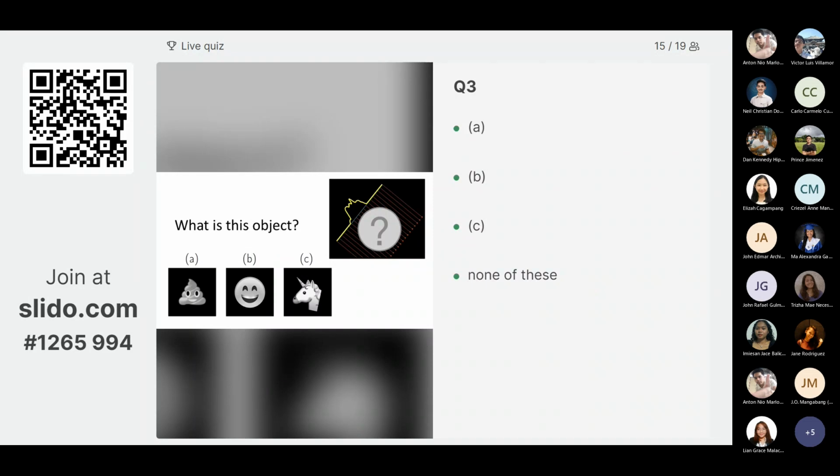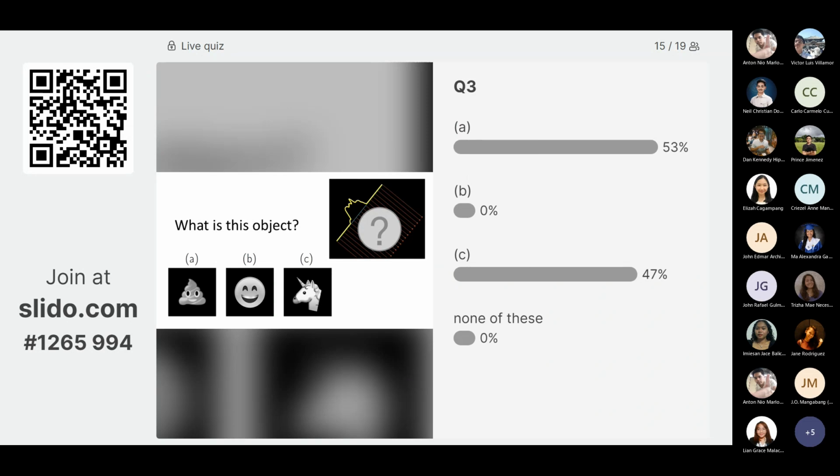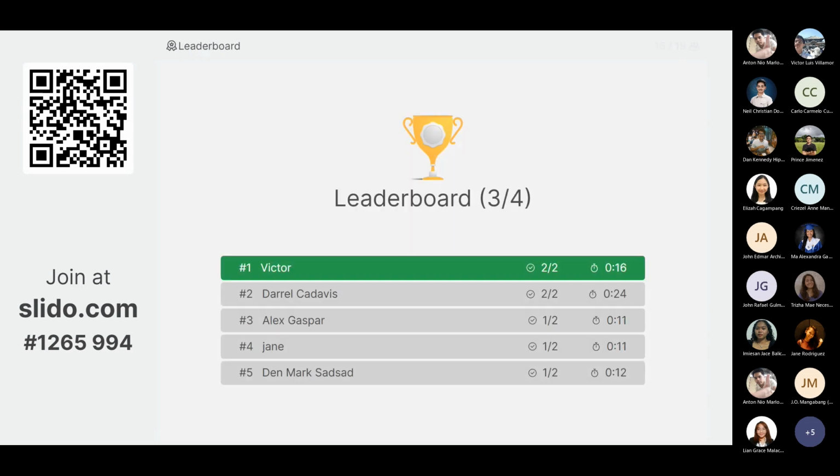Anong hinula nyo? Let's see. Actually, nung pina-quiz namin to, ang sagot ko rin ay letter A. Pero ang sagot pala ay letter C. Alright, it's a unicorn. Ano? So let's see, sino pang... Oh, si Daryl, perfect pa rin so far. Galing naman ni Daryl.